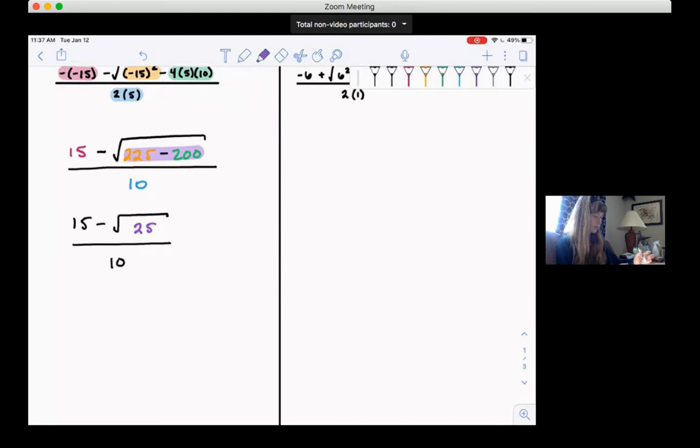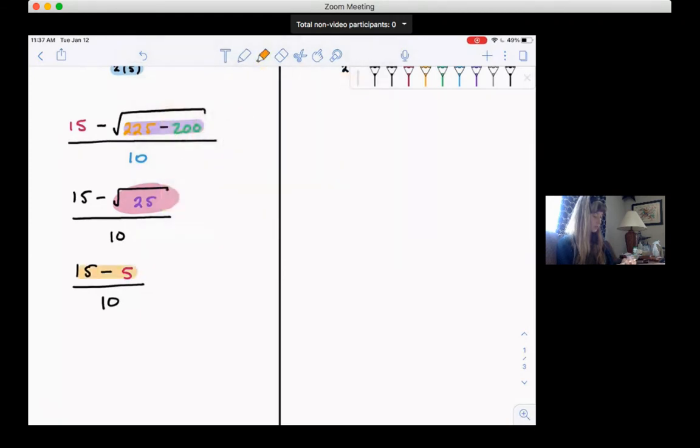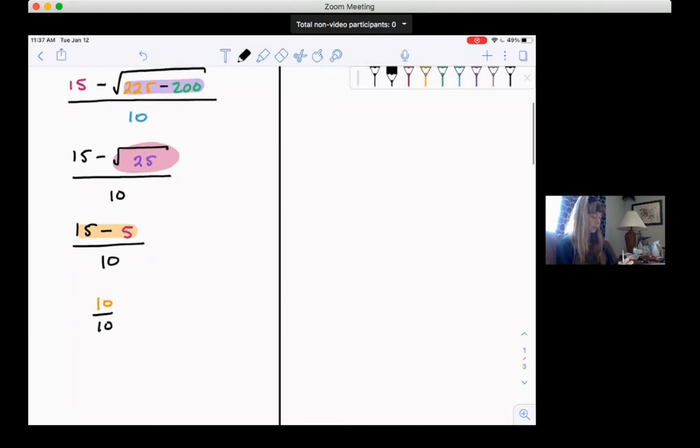Okay, now we're going to simplify this square root, right? So 15 minus the square root of 25 is just 5, all divided by 10. So everything else stays the same. And now we can just combine this top. So 15 minus 5, that gives us 10 divided by 10. And finally, 10 divided by 10 is 1.